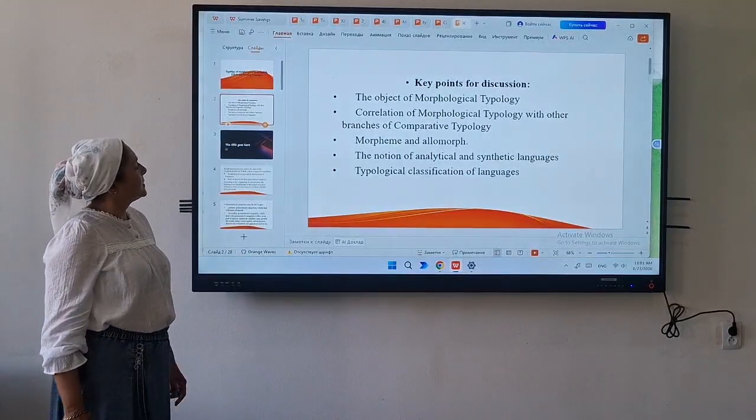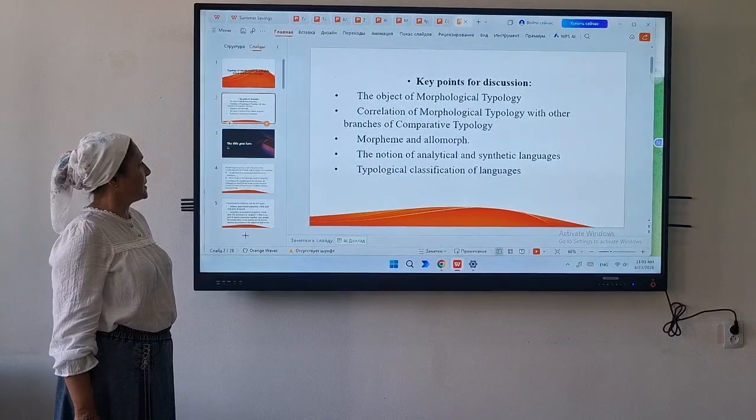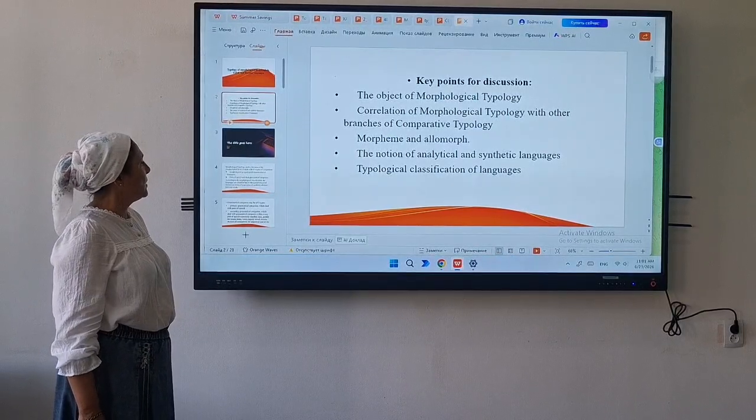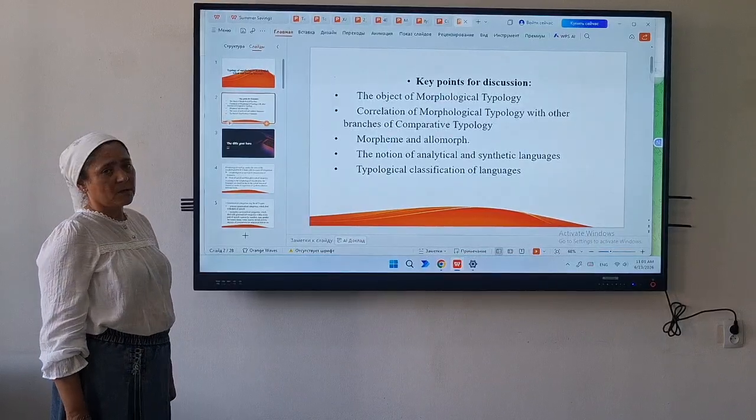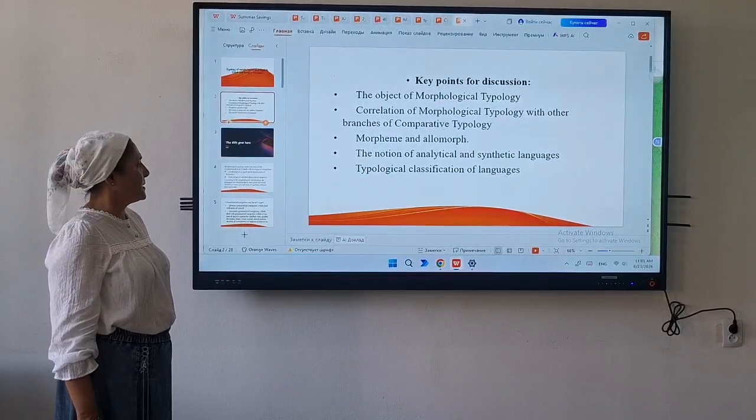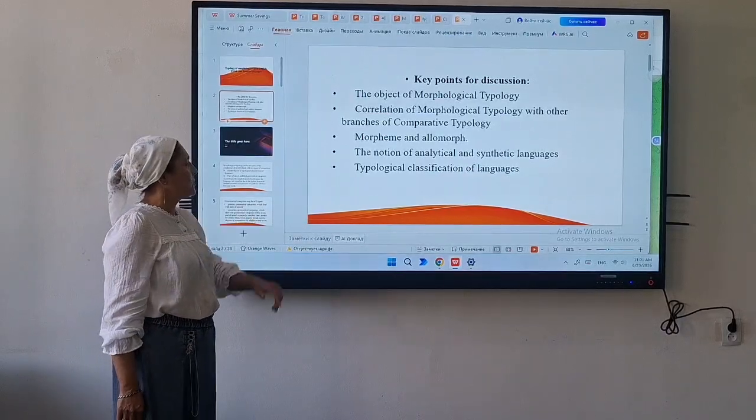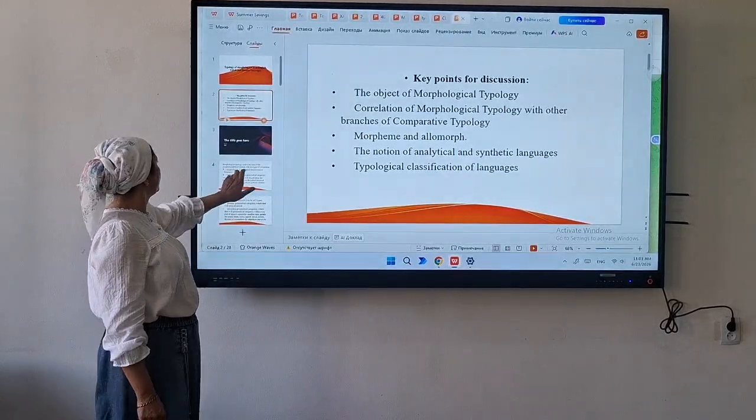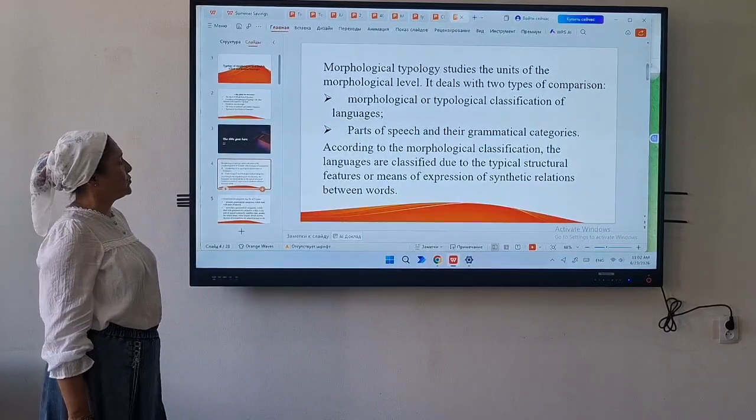So today the key points for discussion are: the object of morphological typology, correlation of morphological typology with other branches of comparative typology. Next one is morpheme and allomorph, the notion of analytical and synthetic languages, and the last one is about typological classification of languages. So morphological typology studies the units of the morphological level.